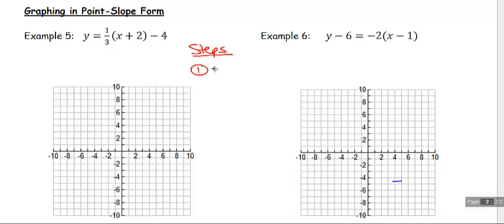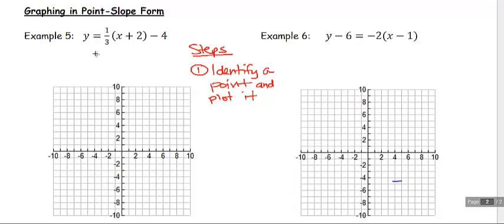The first thing is that you want to identify a point and plot it. So let's do that on example 5 here.